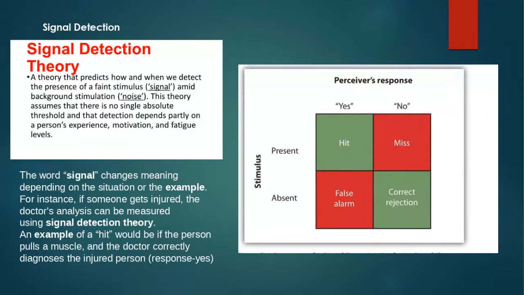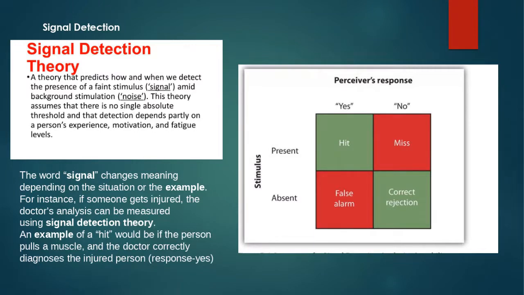So signal detection is a two-step process. The first part of it is the intensity of the stimulus, so it's the belief that that actual stimulus did occur. It was not a figment of our imagination. And the second part of it is the criteria by which we make that decision. So an example you can give is that the word signal changes meaning depending on the situation. If someone gets injured, the doctor's analysis can be measured using signal detection theory. We've got a block there with hit, miss, false alarm, and correct rejection.